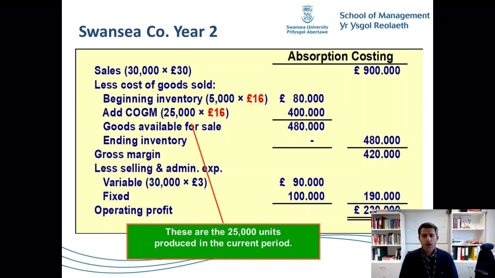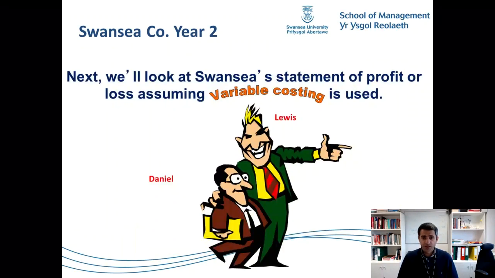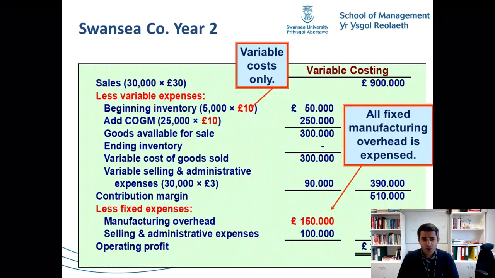Now, how about the profit under variable costing? Let's have a look at this one. Under variable costing, sales, no change in sales, it's the same. For beginning inventory, what you need to do here, you need to multiply by 10. Why by 10? Because remember, the £6 left is related to fixed manufacturing overhead, and we do not include it under variable costing in the product cost element.